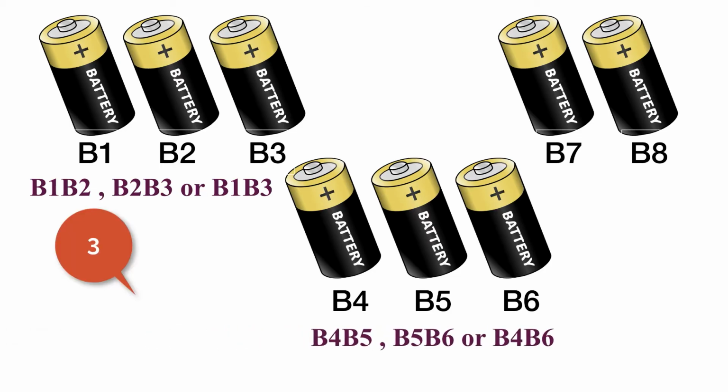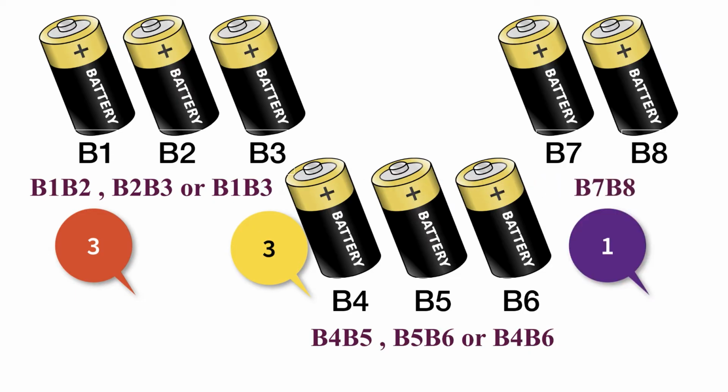In group 2, B4, B5, B6, the possible combinations are B4 B5, B5 B6 or B4 B6. Again, in this particular group, the total combinations possible is 3. Finally, in group 3, B7, B8, the possible combination is only 1. So the total combinations in group 3 is 1. We know that at least one of the groups has 2 working batteries.